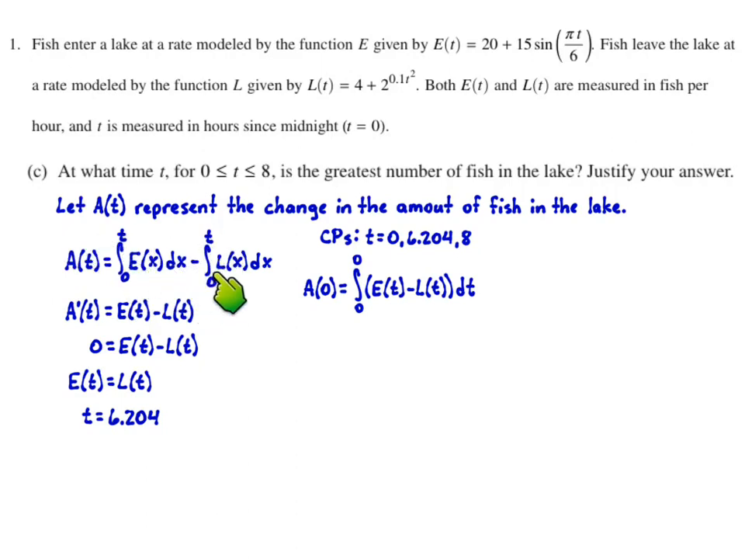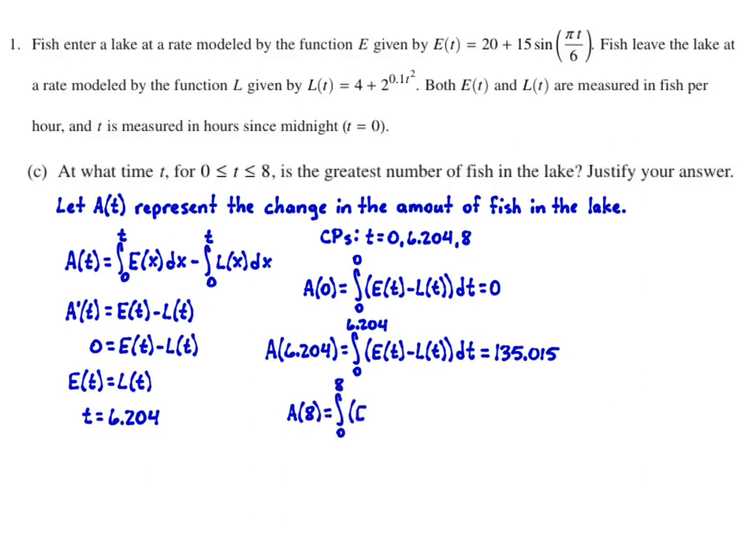So therefore I can put the integrands together into one statement. If you kept it separate, that's fine too. But anyways, the integral from 0 to 0 is just 0. So the change in the amount of fish at t equals 0 is 0. Then I'm going to plug in 6.204, and using my calculator there, I end up with 135.015. And then the last one, I'm going to plug in 8, so we get the integral from 0 to 8 of E of t minus L of t, which is 80.920.